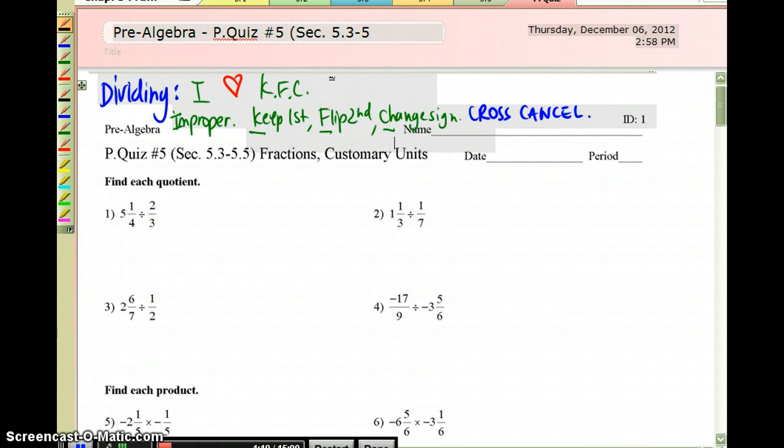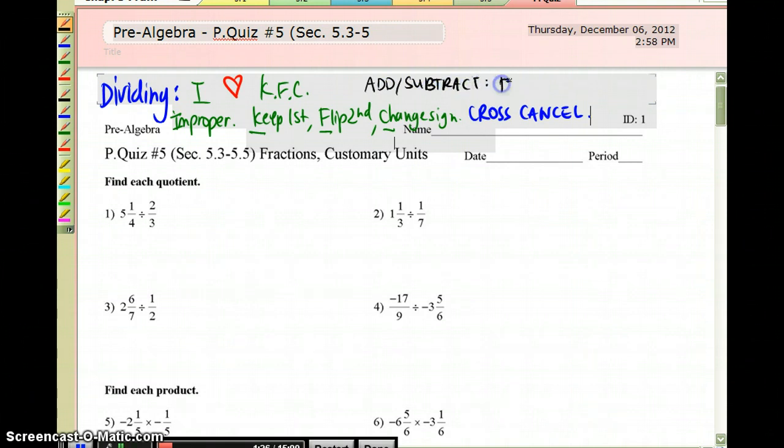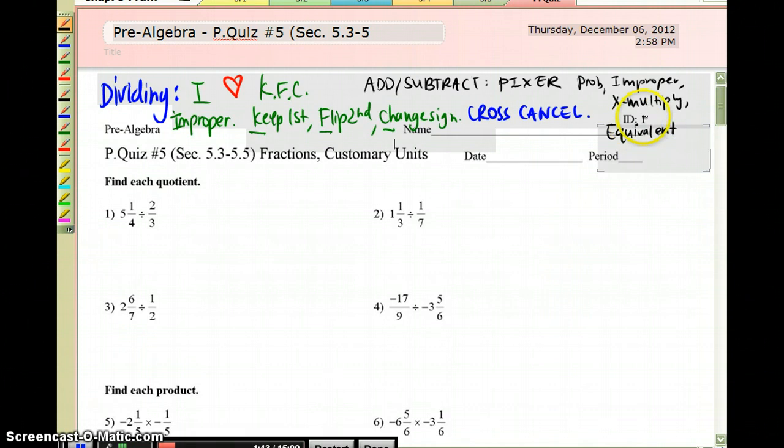But when we do get to addition and subtraction, for adding and subtracting fractions, we then get to use P.I.X.E.R. P-I-X-E-R stands for the problem, improper for the I, X stands for what you multiply, E stands for the equivalent fraction, that's the fraction with the common denominator, and then R stands for reduce. That's for adding, subtracting fractions, where we do need a common denominator for that one.